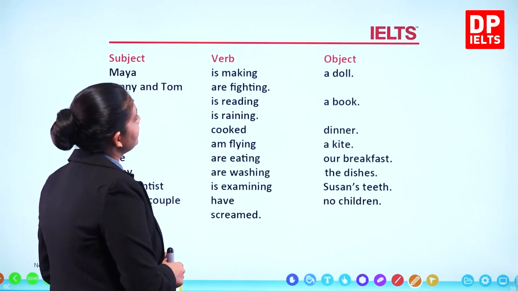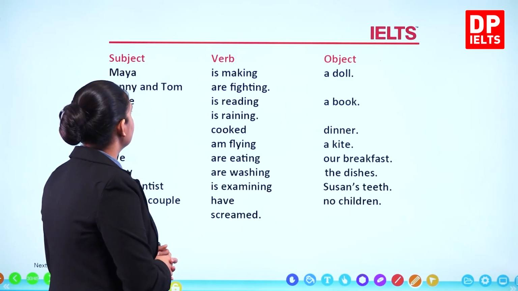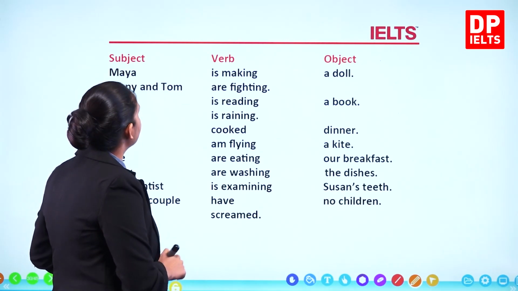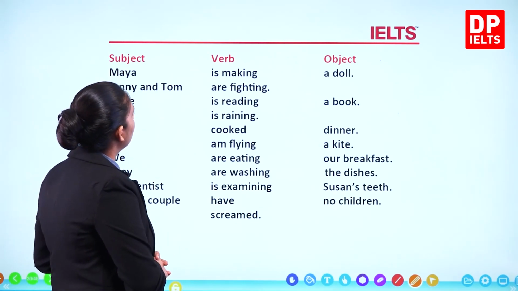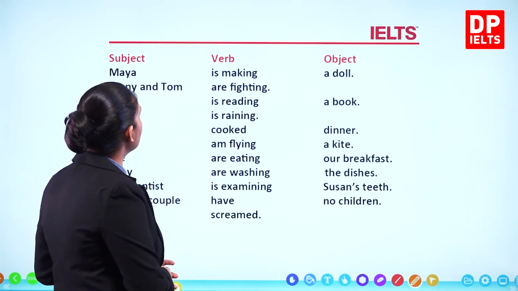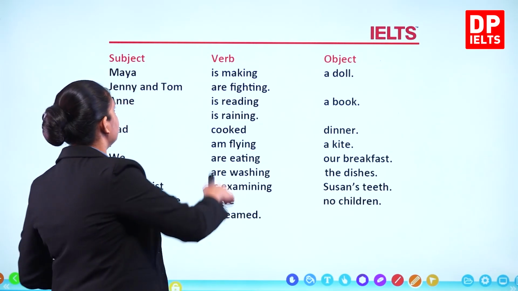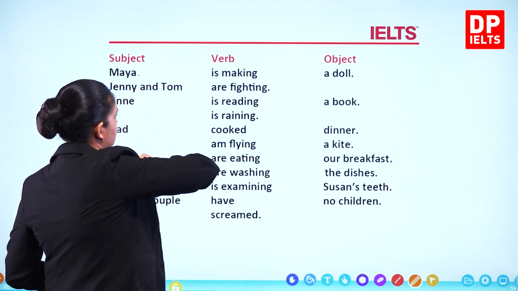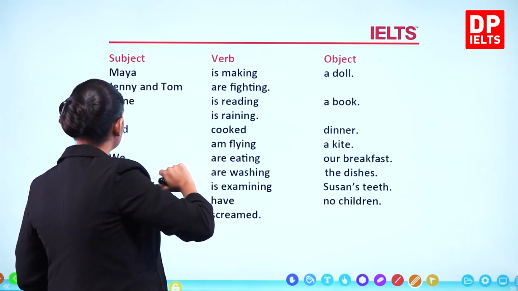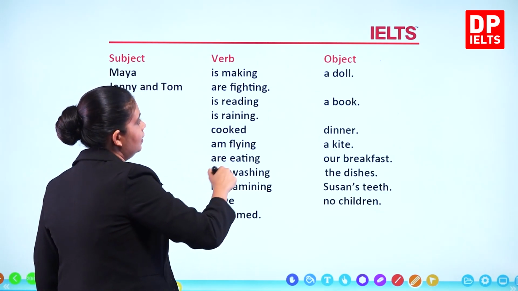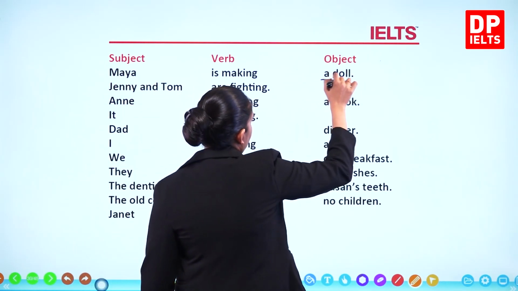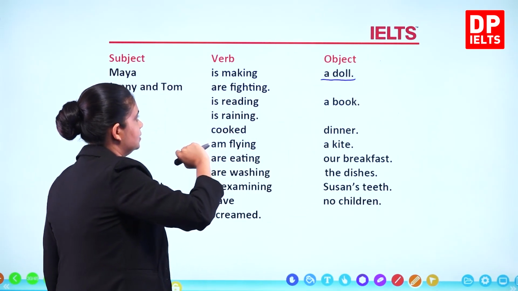Let's have a look at some of the examples. Maya is making a doll. Who is making the doll? Maya. So that is the subject. What is she making? She's making a doll. So the doll is the object.